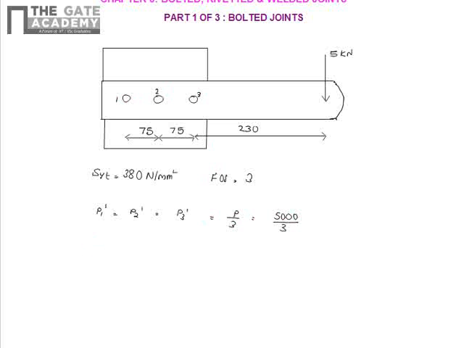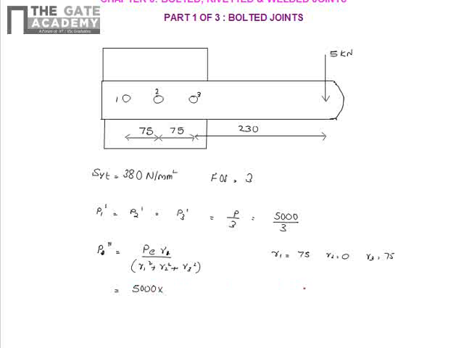And what will be the secondary shear force? We know that P2 double dash is equal to P E R2 divided by R1 square plus R2 square plus R3 square. Or we will say P1 double dash is equal to P E into R1 divided by the same. So here R1 is equal to 75, R2 is equal to 0 and R3 is equal to 75. So what will be this? P is 5000.